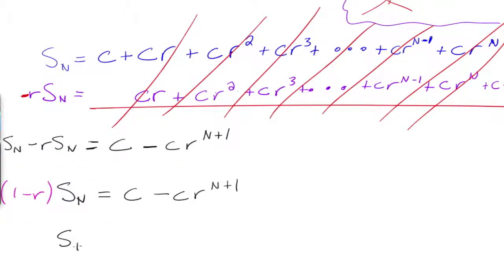So S sub n is equal to this divided by 1 minus r. And let me factor out the c so that I don't have to worry about it. So c times 1 minus r to the n plus 1.